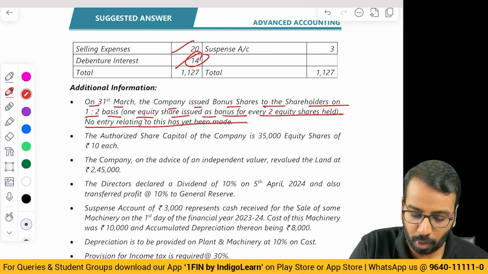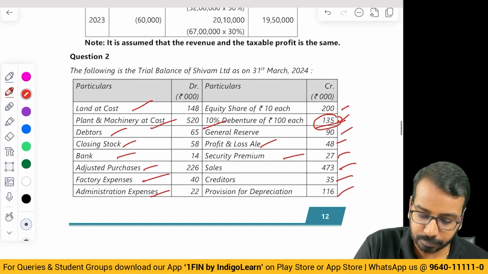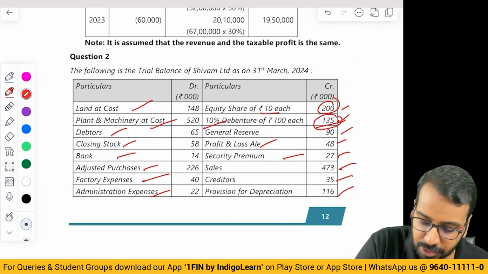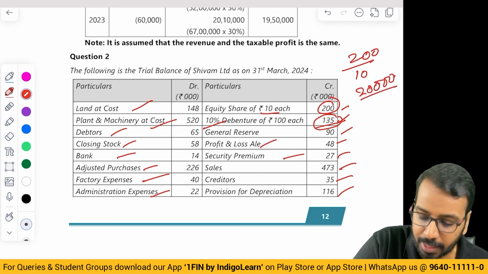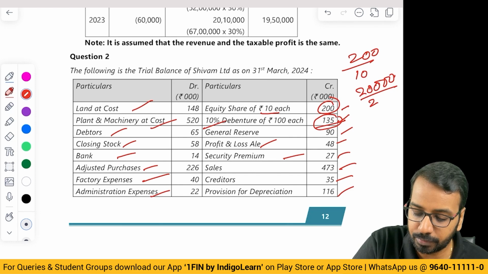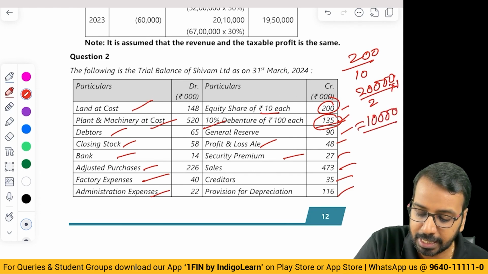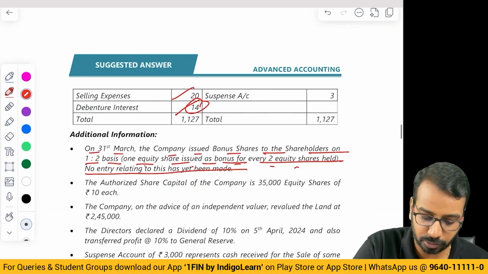Okay, 1 for every 2 equity shares held means equity shares of 10 each is 200. So 200 divided by 10, I get 20,000 equity shares. Out of these 20,000 equity shares, for every 2 we will give 1. So divide by 2, multiply by 1, we will give 10,000 new shares. 10,000 new shares of 10, that is 1 lakh. So this is one adjustment.